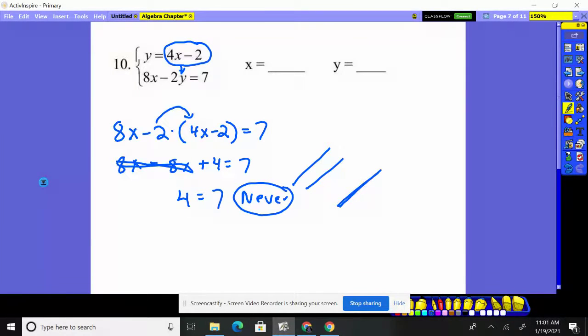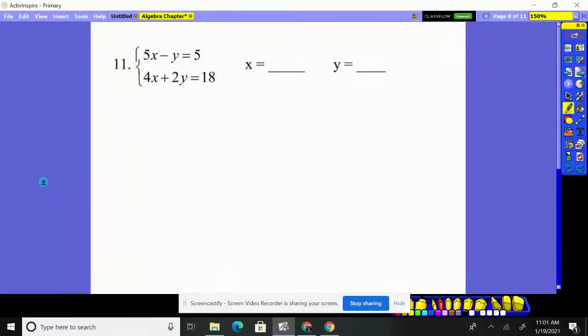You'd end up with a true statement like 6 equals 6, which is always true. Since we ended up with a false statement that never happens, that tells us there's no solution here. These two lines are basically parallel. If you check it out, they both have a slope of 4 and they cross the y-intercept at a different location. So they're parallel. The main thing is there's no solution here. Okay, there is no x and y that will make both those equations true because the lines are parallel.